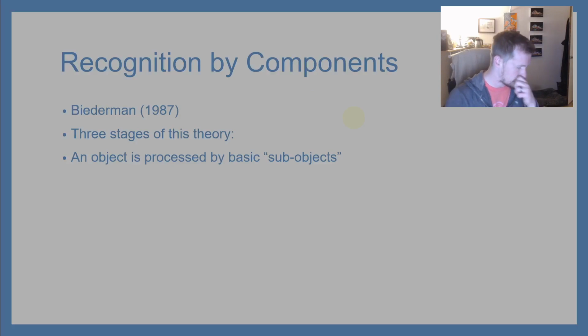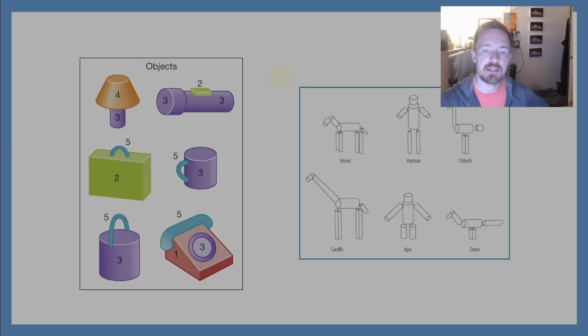So, recognition by components. There are 3 stages in this theory, and if you took sensation and perception, this should be very familiar to you. The 3 stages of visual object recognition are: first, we take a complex object and break it down into smaller objects, these sub-objects. These are called geons. What the heck is a geon? A geon is a geometric ion.